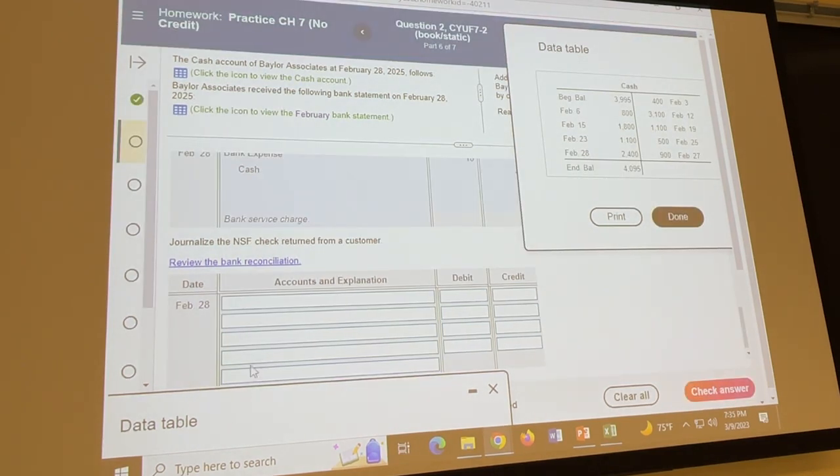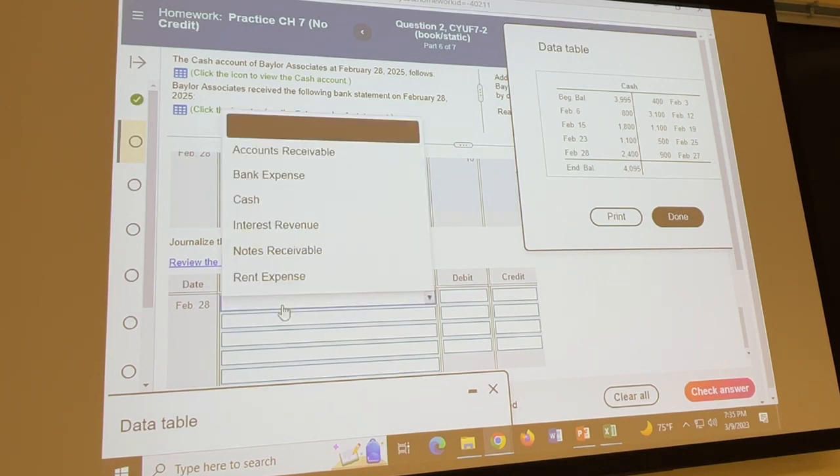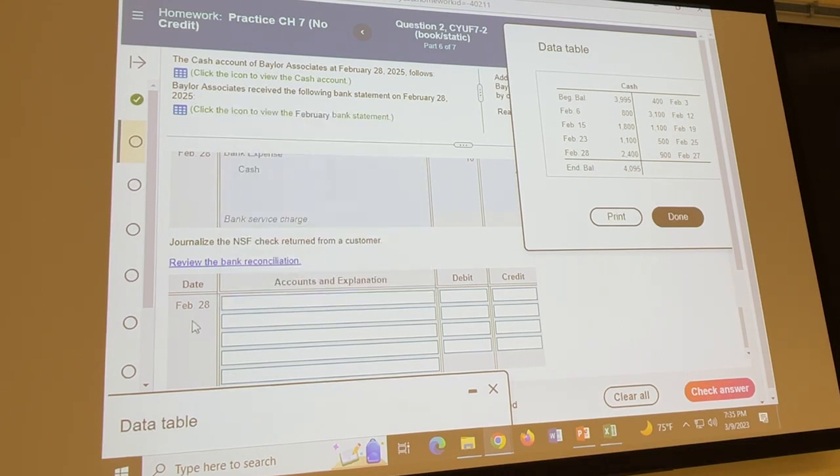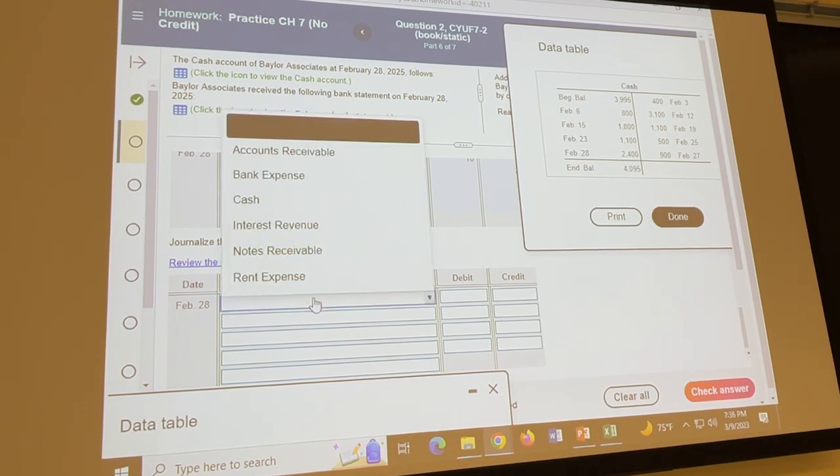And then the NSF check. Does somebody know what account we would want to debit for this? What was the question again? The main question. Okay, we're journalizing an NSF check. So these choices they give us, which account would we want to debit for it? Would it be notes receivable? Yeah, good.